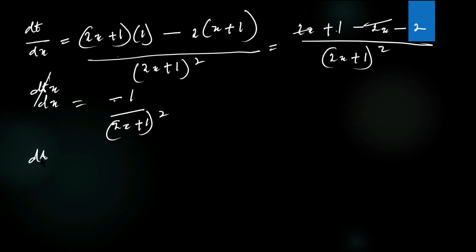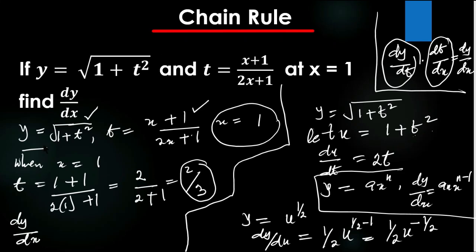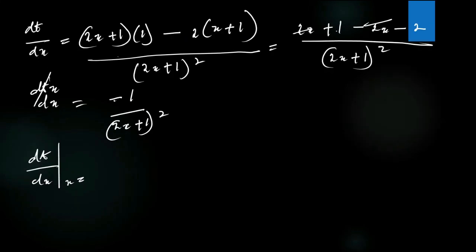Now, dt dx at x equals, let's remind ourselves of the value of x. x is equal to 1. So at x equals 1, the whole of this becomes minus 1 over 2 into 1, that's 2, plus 1, all squared. That's equal to minus 1 all over 2 plus 1 is 3, 3 times 3, that's 9.